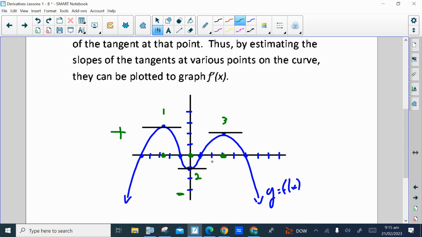Then, from point 2 to point 3, the original graph is increasing. The tangent lines will have a positive slope. So the values of the derivative will be positive. The values of y will be positive. This graph will be positive, above the x-axis. And then from point 3 to positive infinity, as we go to the right, the graph will be decreasing forever. So the tangent lines will have a negative slope. So the value of the derivative will be negative, below the x-axis down here.